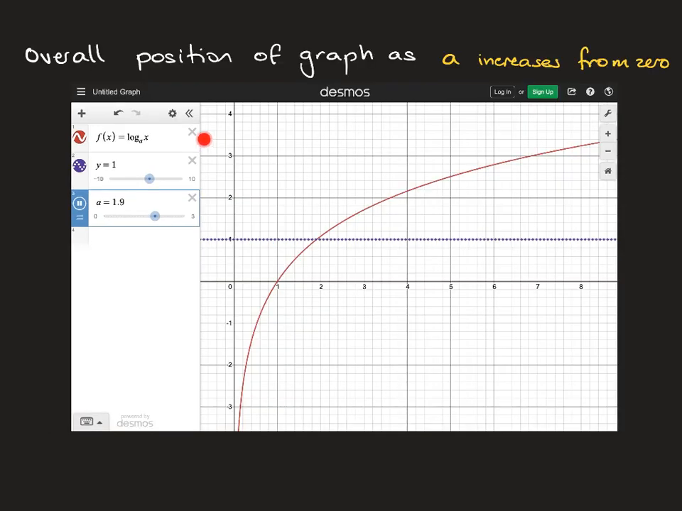So in this Desmos setup, I've got log a to the x. I've got the line y is equal to 1 so that you can see how it's bending down relative to y is equal to 1. And I've got the a value going from 0 to 3. It's currently set at 1.9, which is greater than 1, so that gives us this particular shape here.